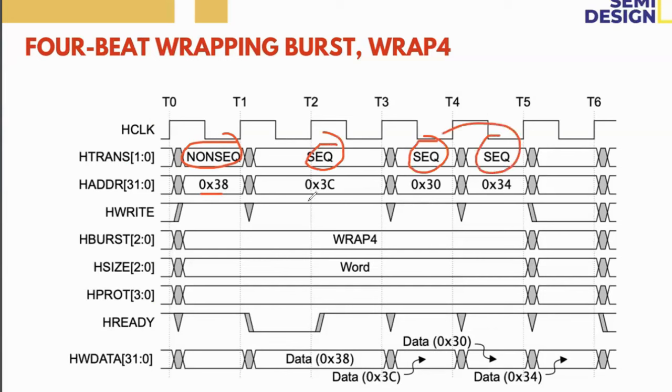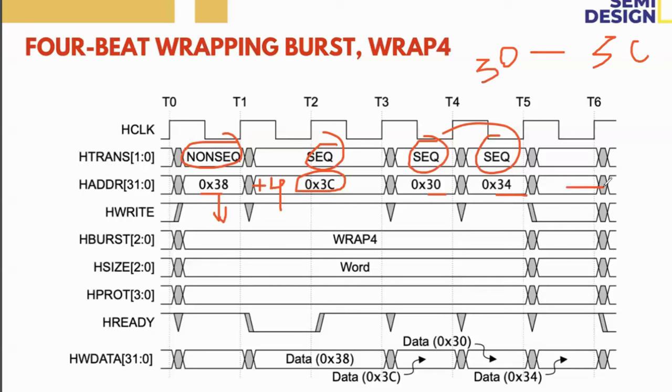Here, 0x38. So what is the next address location? Plus 4, right? 4 beats means plus 4. So 38 plus 4 is 3C. 3C plus 4 again starts with 30, actually. 30 to 3C, these are the address locations here. So again starting from 30, then 34. Then if there are 8 beats, 8 transfers, then 38, 3C, 30, 34, 38, 3C. This is what wrap is. Then what is meant by increment?